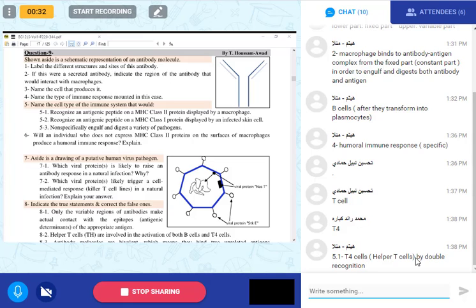Okay. 5-2. Recognize antigenic peptide on MHC class 1 of an infected skin cell. Who can identify the antigen on the surface of an infected body cell?